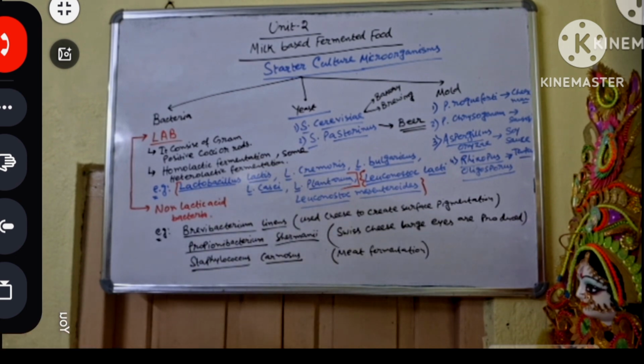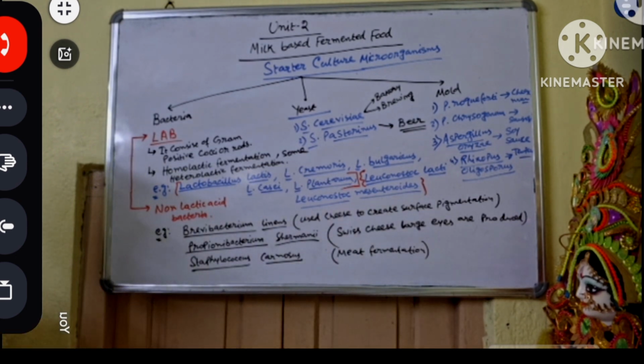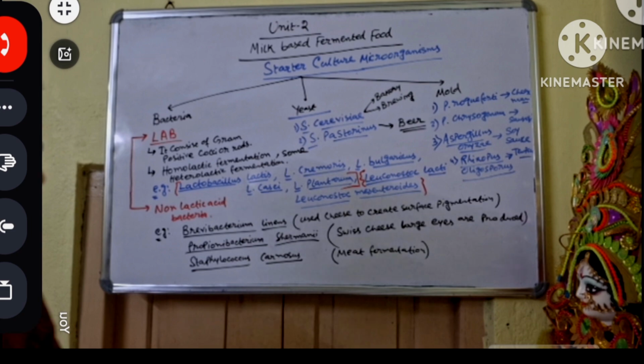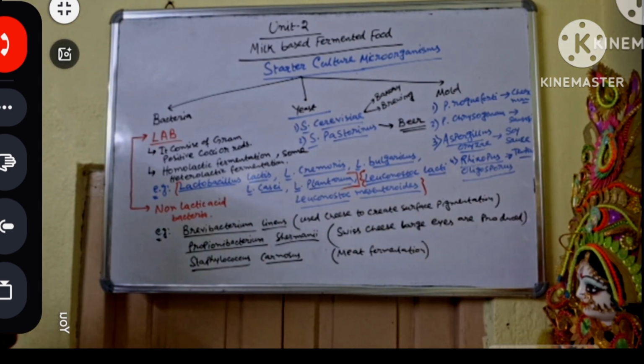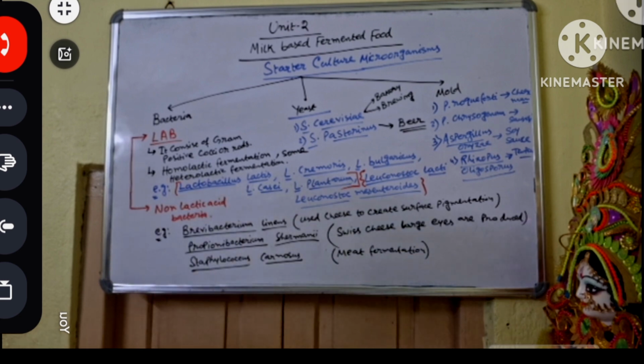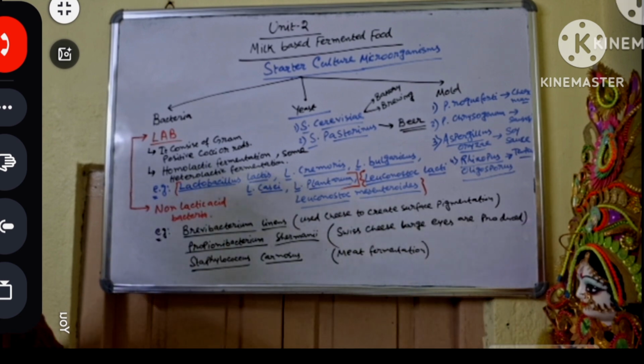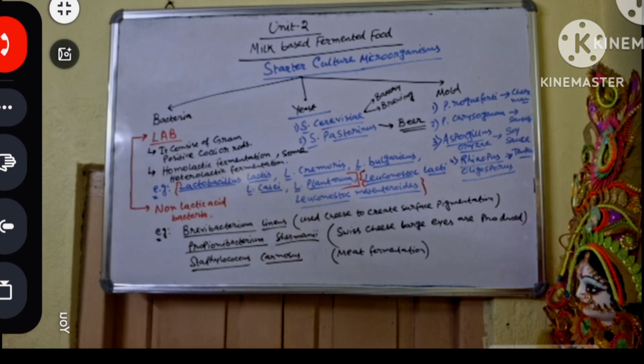Clear? Some starter cultures and their use in the industry. Starter culture microbes can be bacteria, yeast, and mold also. Sir, Rhizopus, you have written it is used for tempeh, a vegetable-based fermentation.